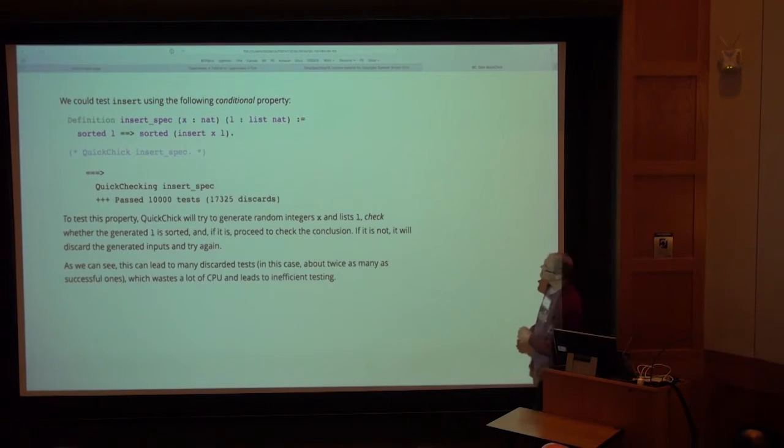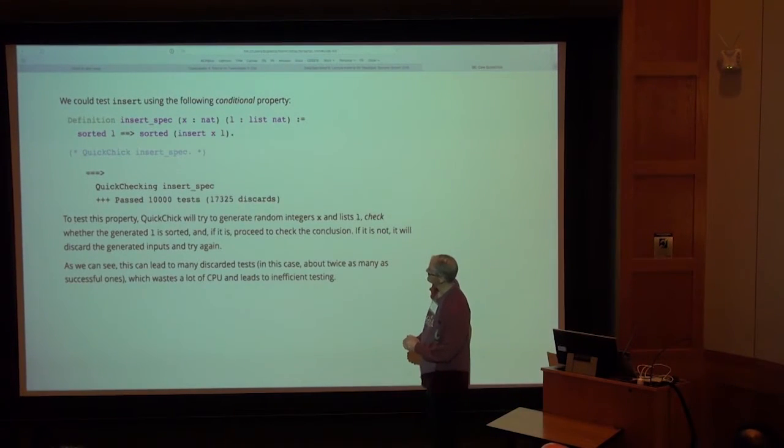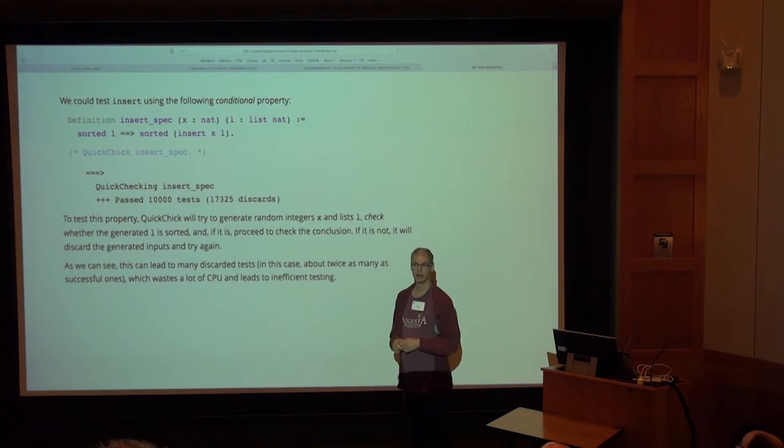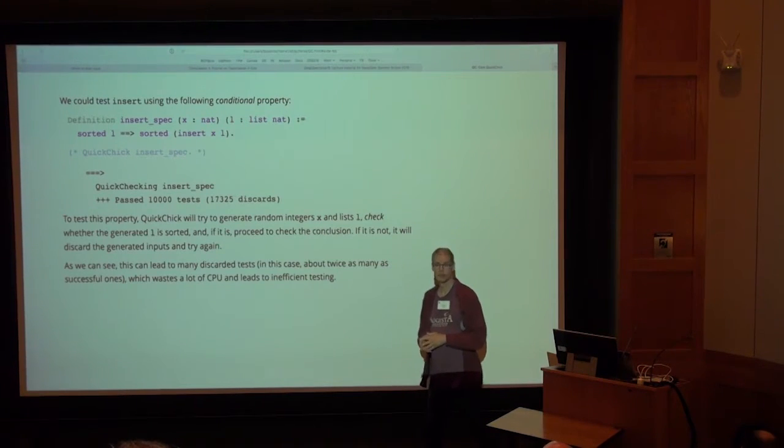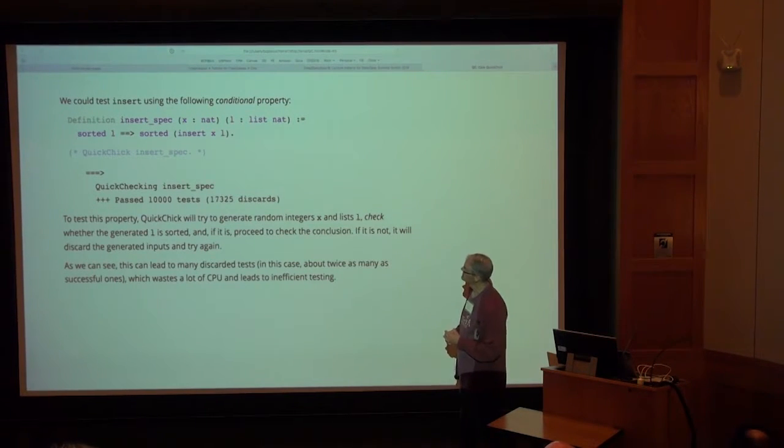And suppose we want to test insert by checking that if the list we give it is sorted, then the list that it produces is also sorted. So this would be an important property if we were reasoning about, say, an insertion sort algorithm. We would want to know this.